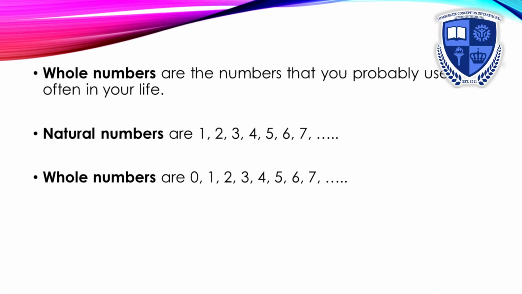Whole numbers consist of all the natural numbers or counting numbers, as we see here, and 0. Natural numbers start at 1, 2, 3, 4, 5, 6, 7, and so on. Then whole numbers start at 0, 1, 2, 3, 4, 5, 6, 7, and so on.